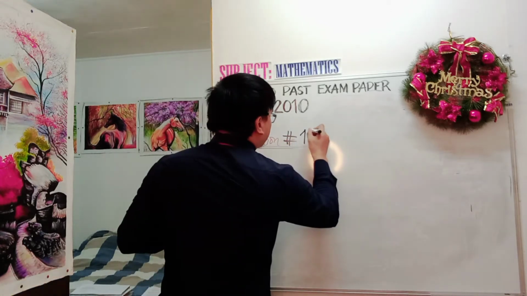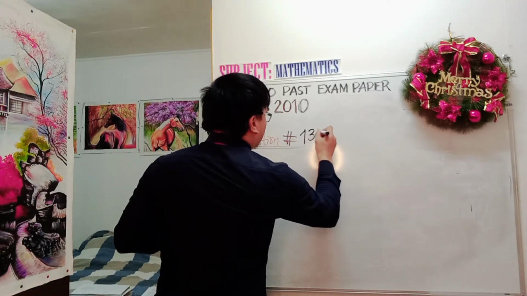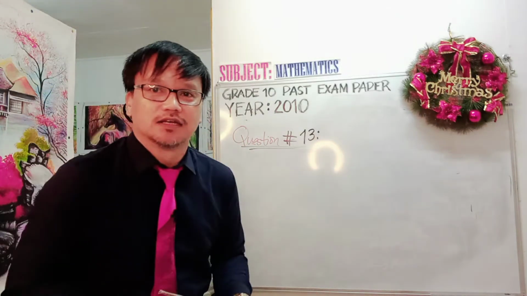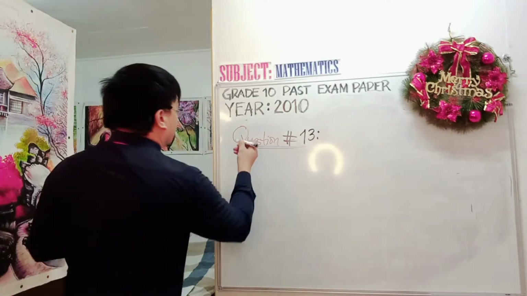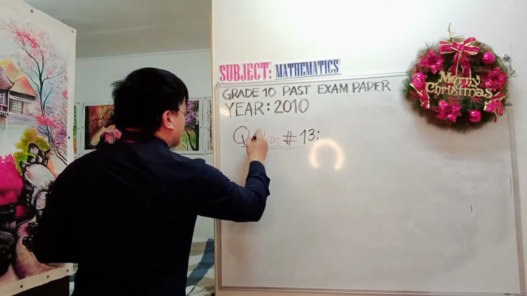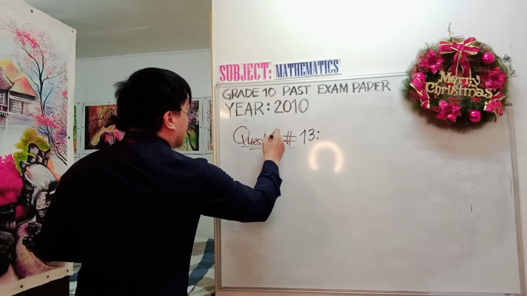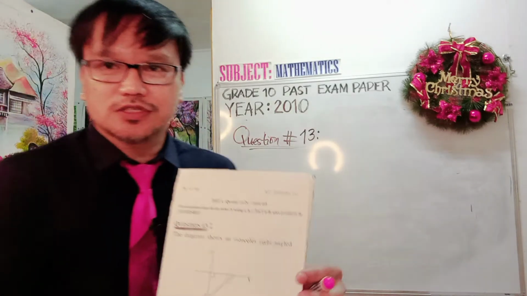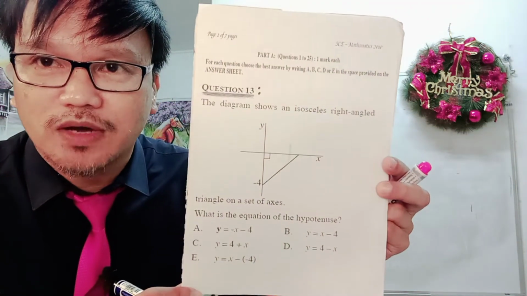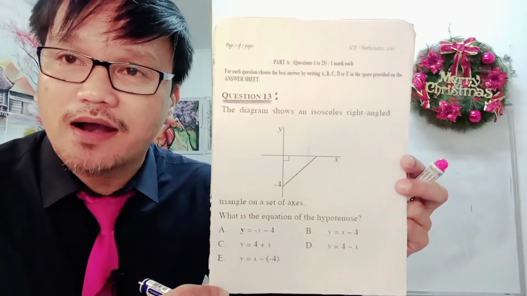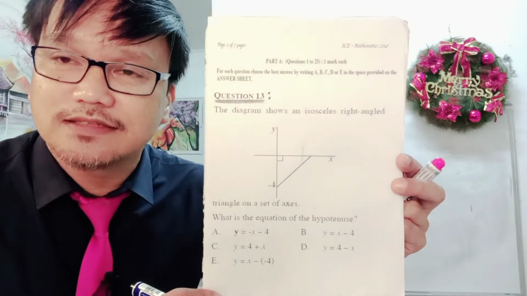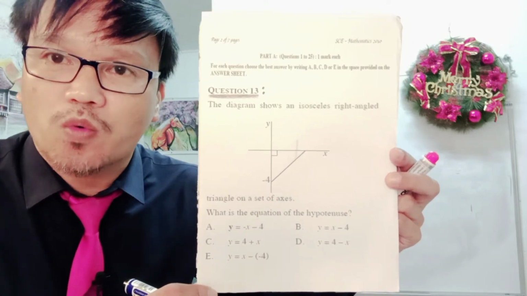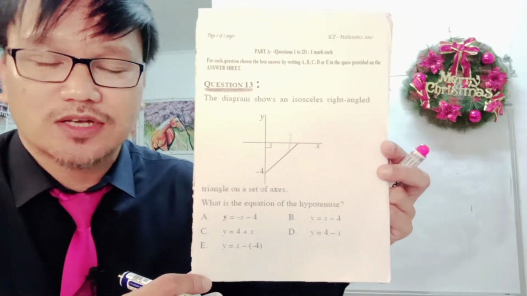Let's have paper 2010 mathematics for grade 10, and we are now on to question number 13. Let me show it to you so that you will be guided. This is under part A of the 2010 mathematics past exam paper, and this is the question. So what is the question?